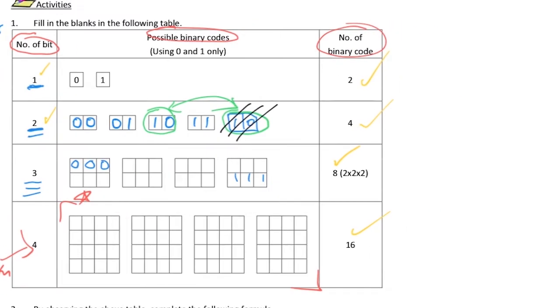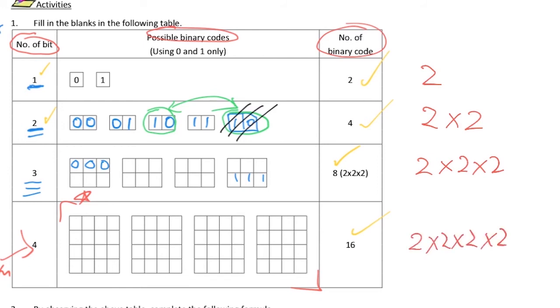Alright, so let's summarize it. If the number of bits is 1, then the number of binary codes will be 2. If the number of bits is 2, the number of possible binary codes will be 4, and we can see that 4 is equal to 2 times 2. And then if we have 3 bits, the number of binary codes will be 8, and 8 is 2 times 2 times 2. And at last, if we have 4 bits, then we'll have 2 times 2 times 2 times 2 results.